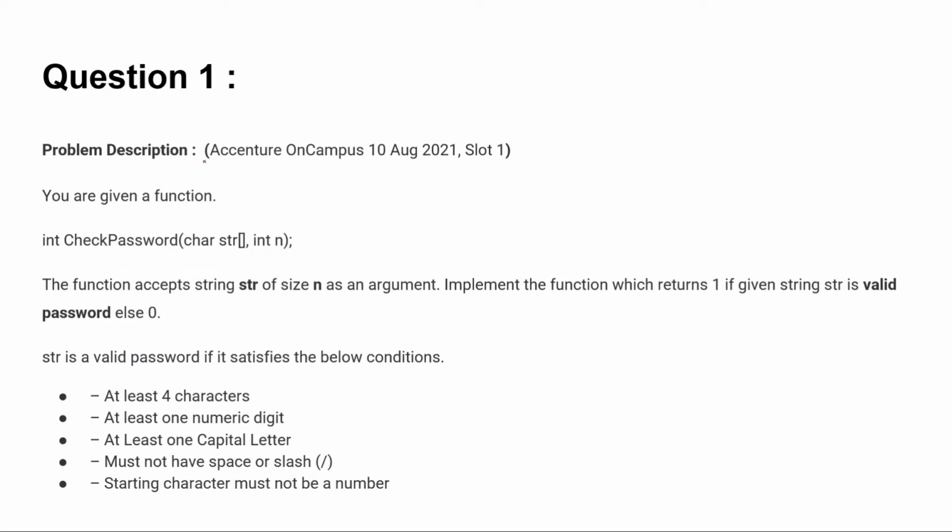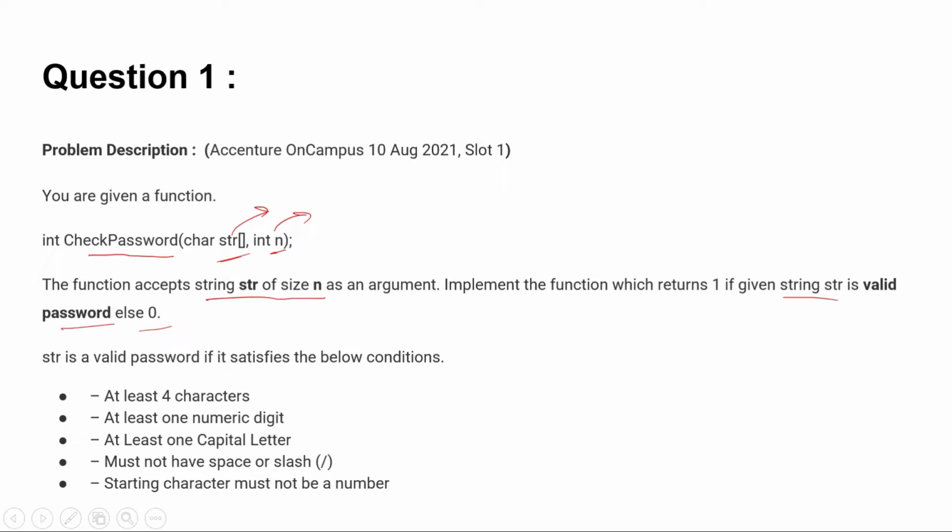You can see this is our problem statement one. You are given a function checkPassword. That function will contain two parameters: first is a string and then an integer n. The function accepts the string and the size n, so the length of this string is n. Implement the function which returns 1 if the string is a valid password, otherwise we have to return 0. So we have to check whether the string is valid or not.